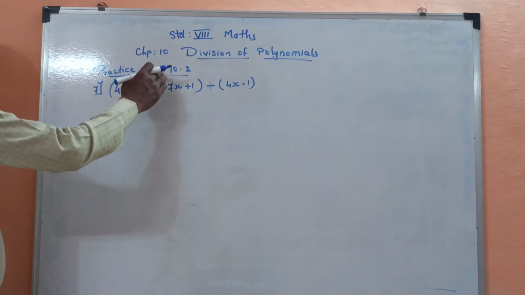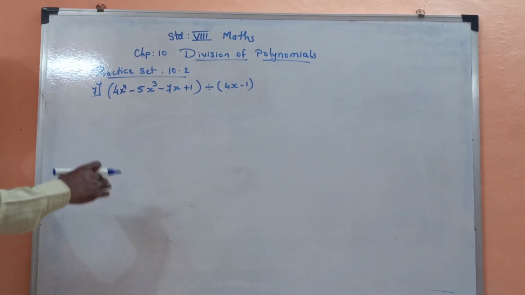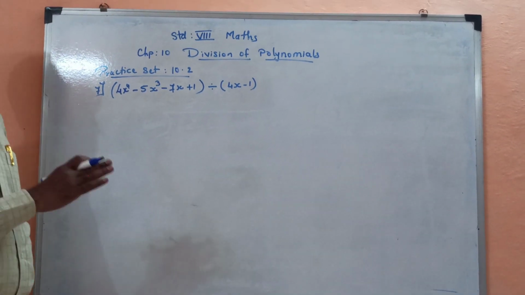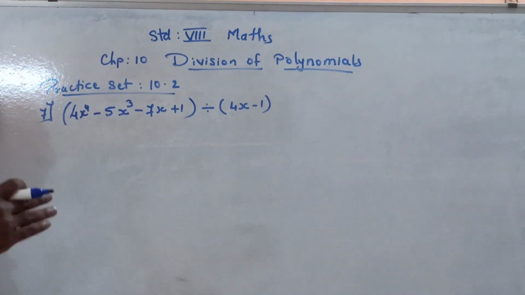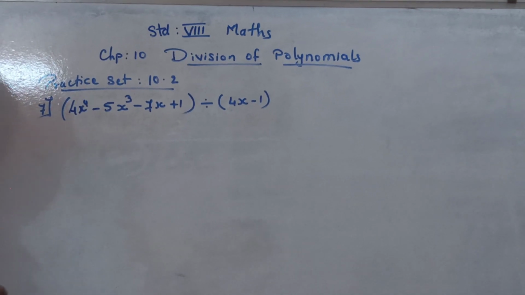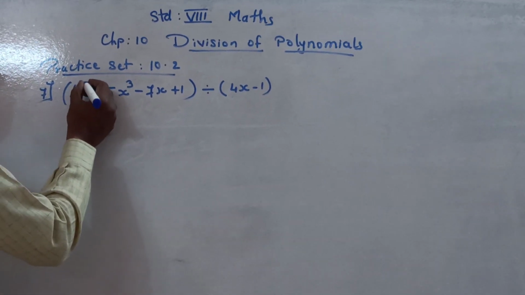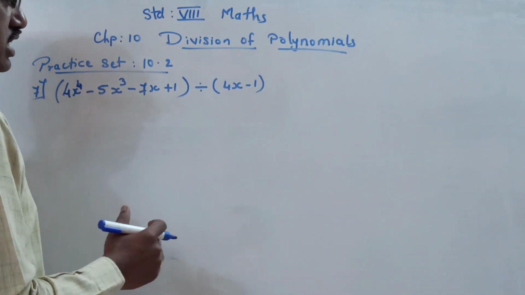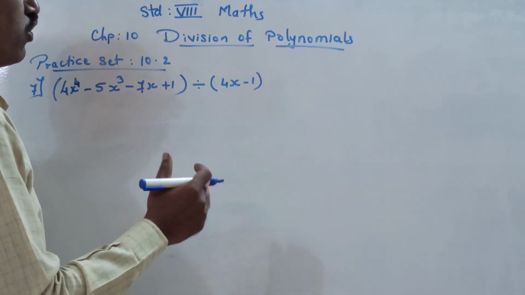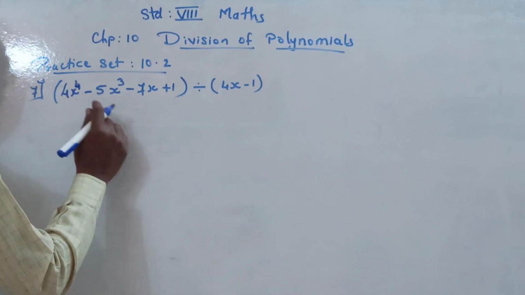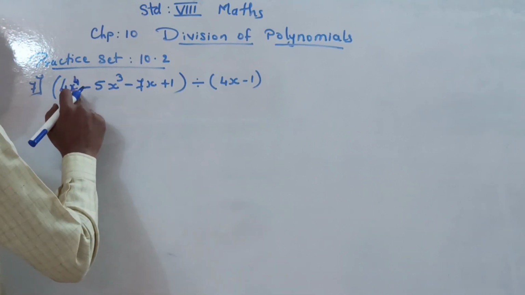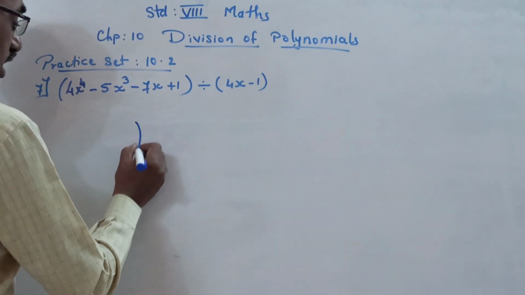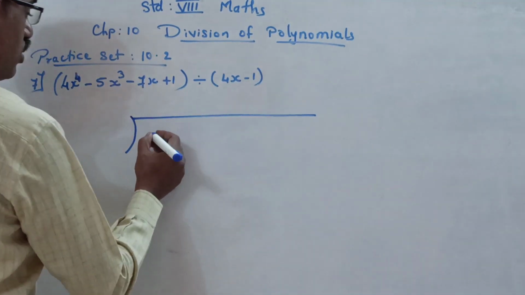We'll continue with 10.2, seventh question. Here in this question also, we are supposed to write the question and the remainder after solving it by the division method. So the question is 4x raised to the power of 4 minus 5x cube minus 7x plus 1 divided by 4x minus 1. So here there is something missing, that is 4 degrees there, 3 degrees there, 2 degrees missing. So you have to take care while writing this division formula.